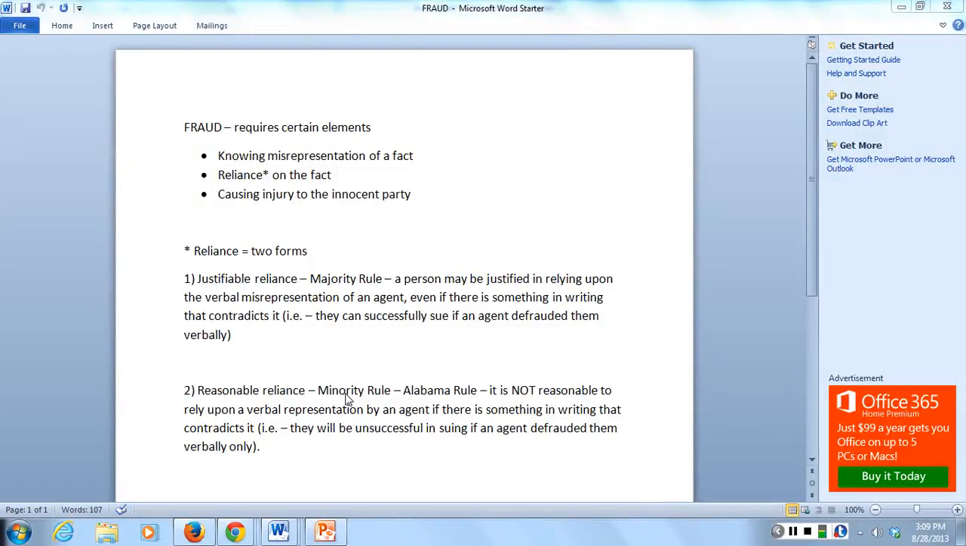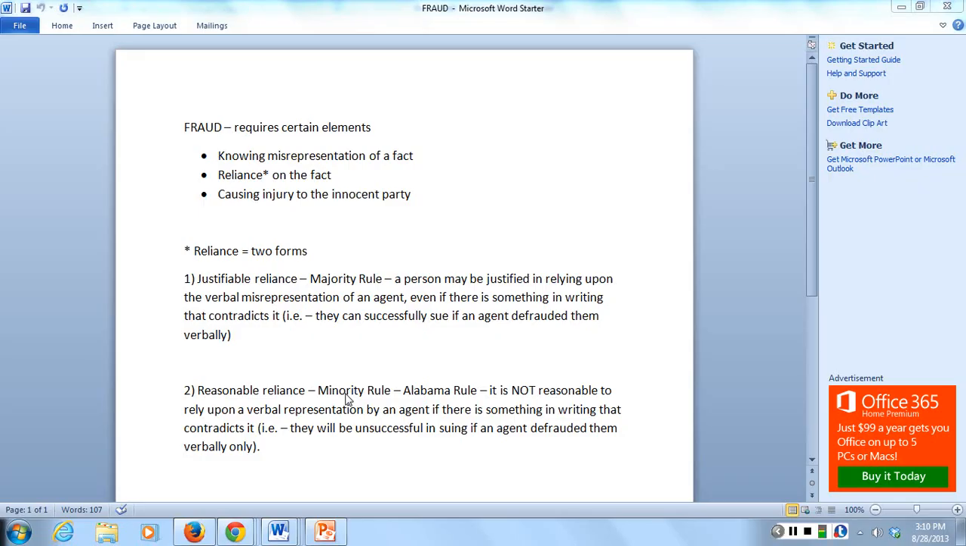This is a study guide on fraud. Fraud requires a knowing misrepresentation of a fact. It is an intentional tort, so it must be a knowing misrepresentation. The person making the misrepresentation must know that it is false when it is made.